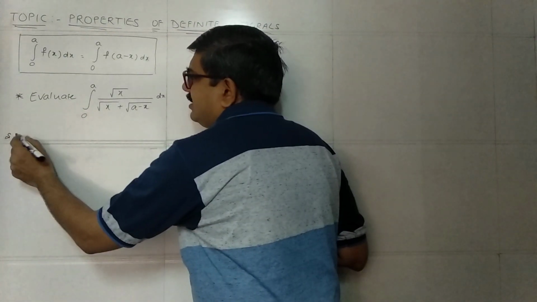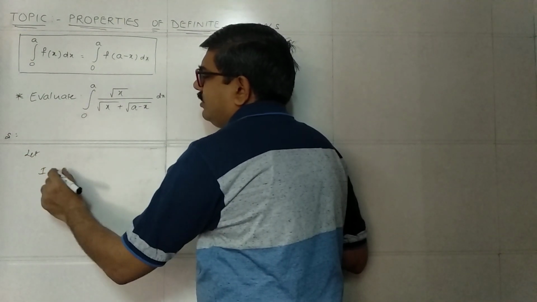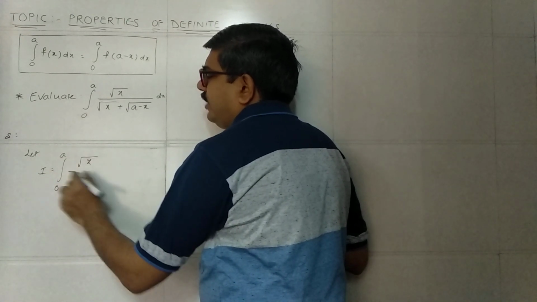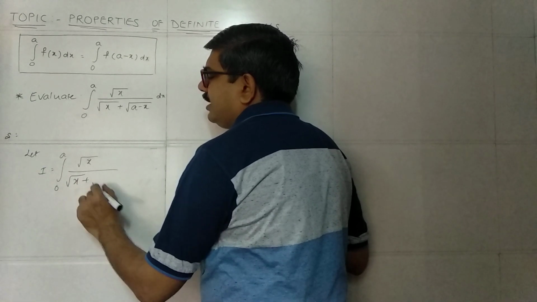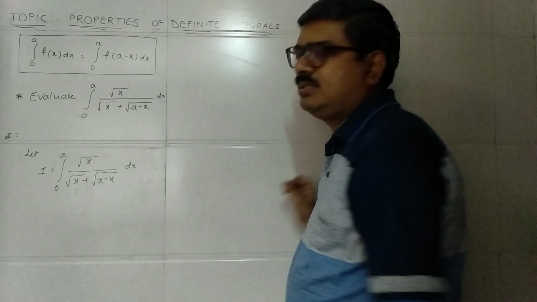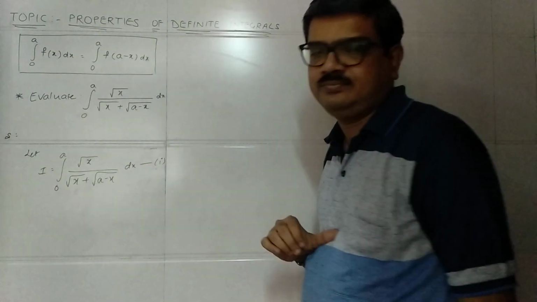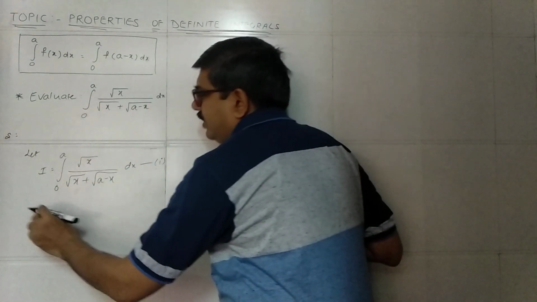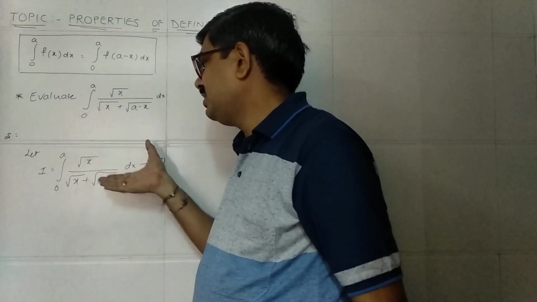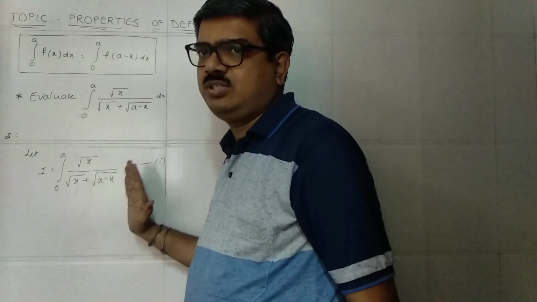So, what is the question given here? Let I is equal to integral 0 to a root x upon root x plus square root of a minus x dx. First of all, let us consider this as equation number 1. Before applying this property, let me tell you how to identify this question.